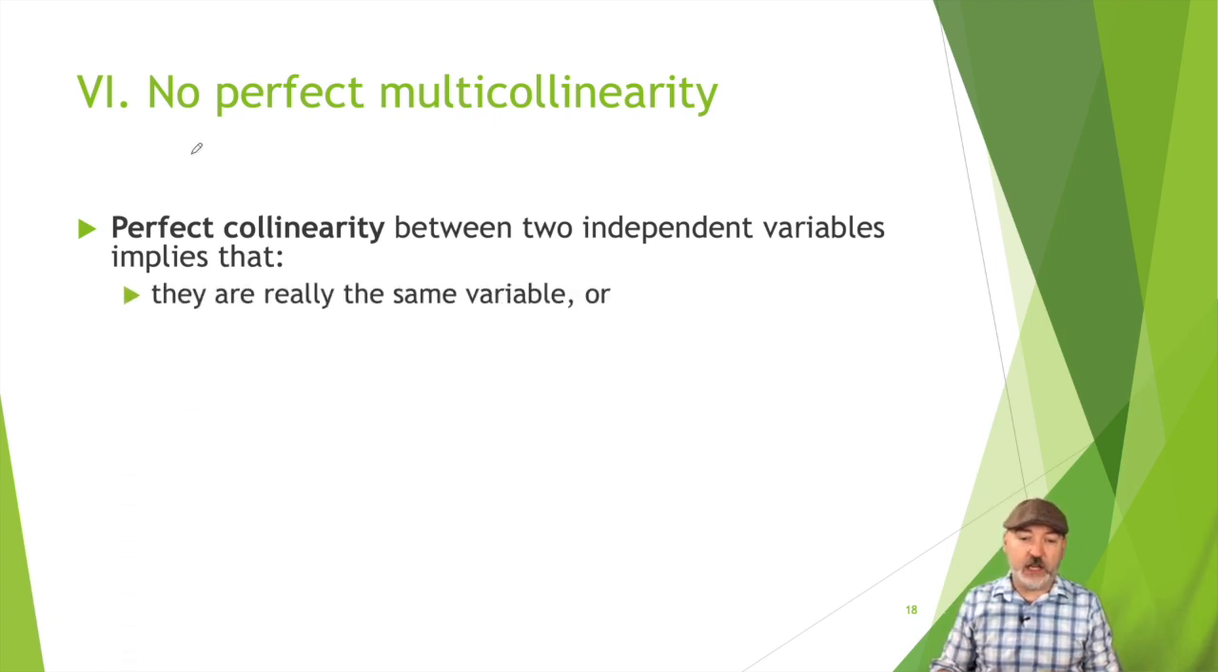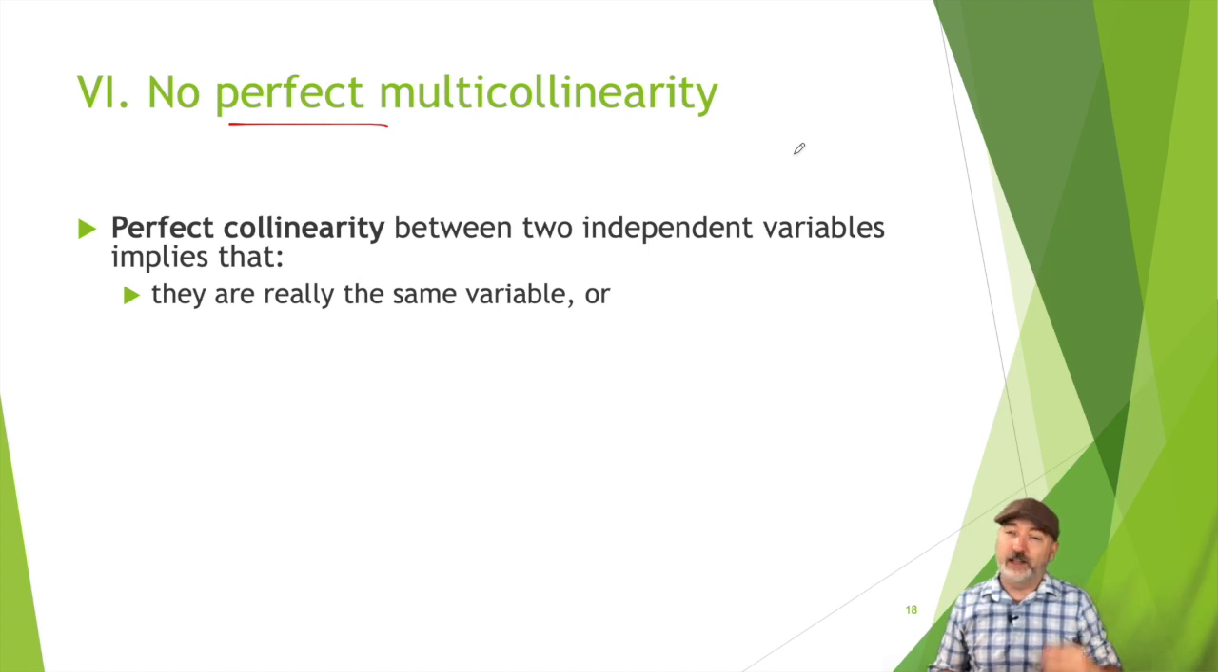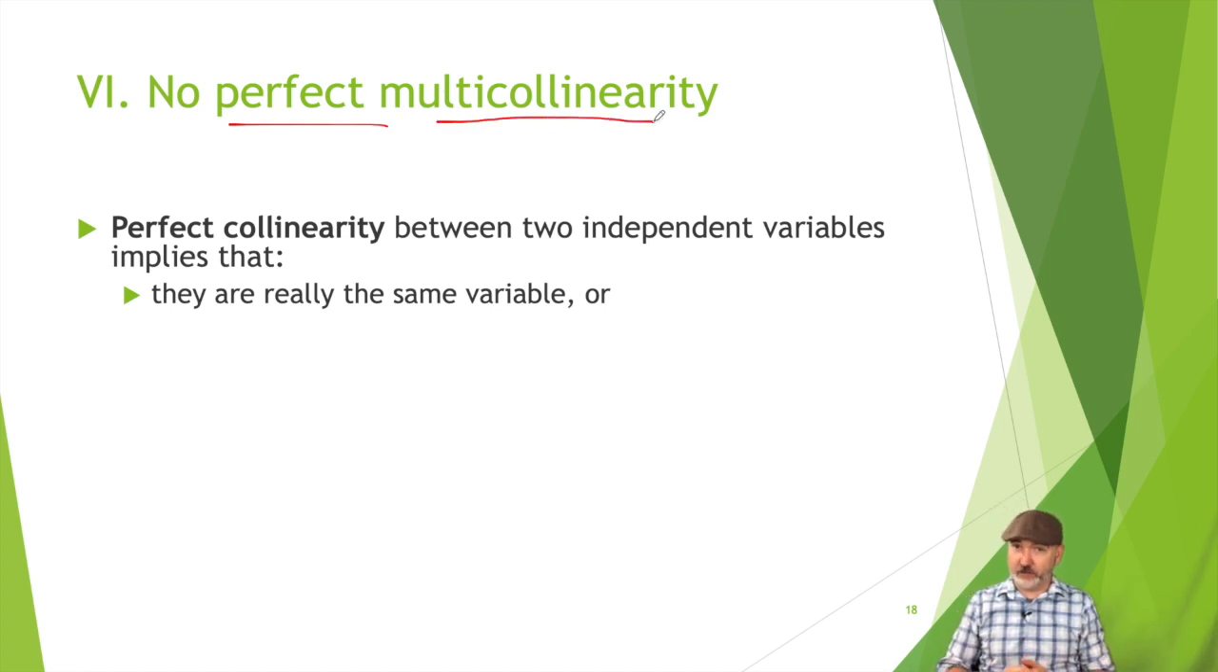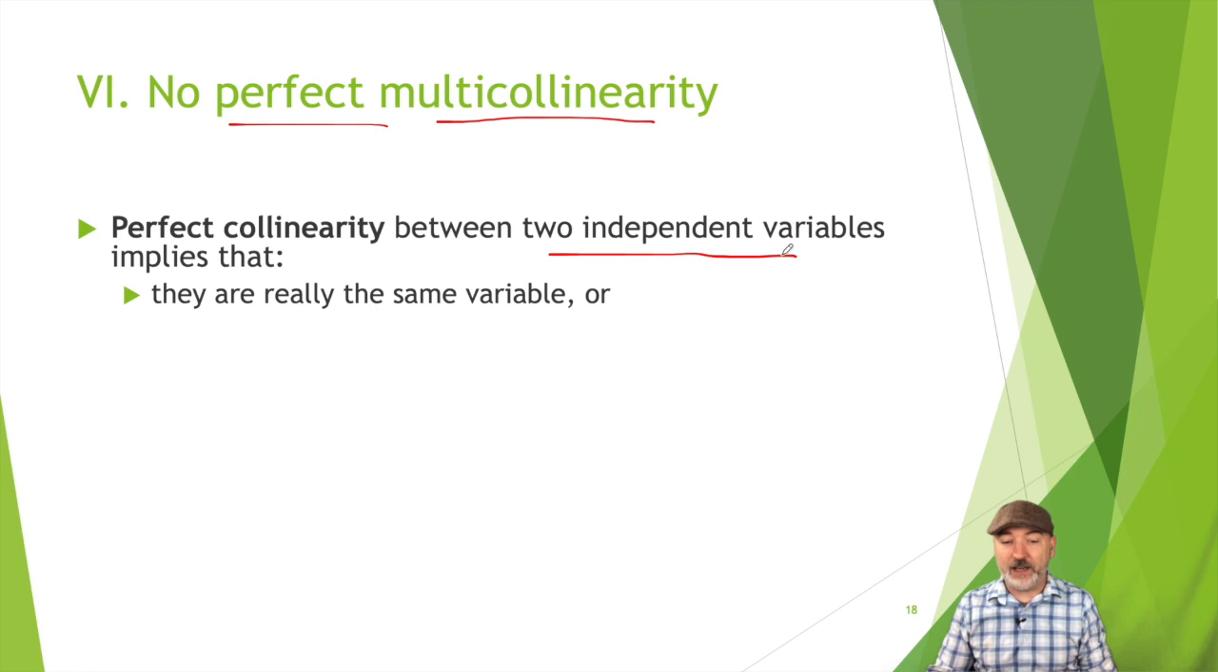Assumption number 6, the no perfect multicollinearity assumption. I know these vocabulary terms are coming at you fast. When we talk about autocorrelation or serial correlation, that is relationships amongst the error terms. When we talk about multicollinearity, put these in your flashcards, we're talking about correlation amongst independent variables, our x variables.